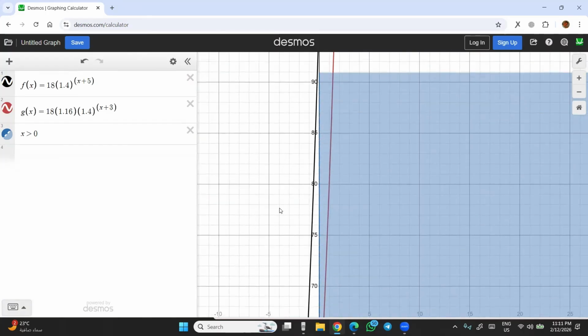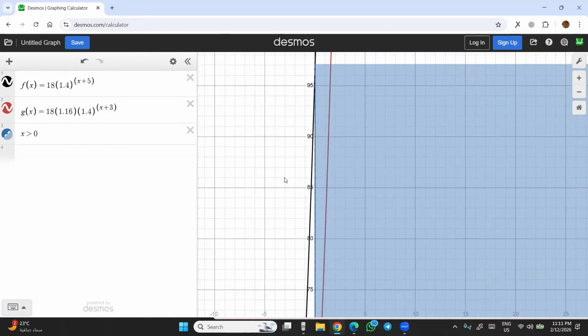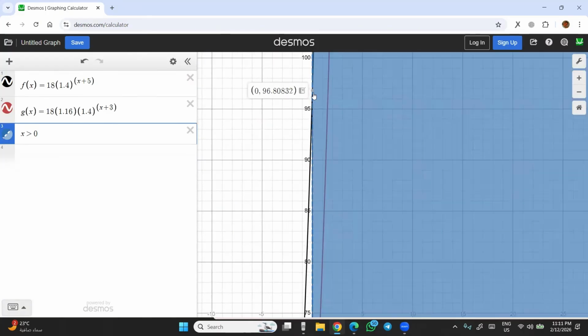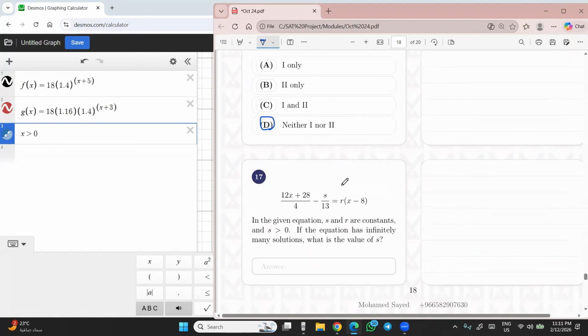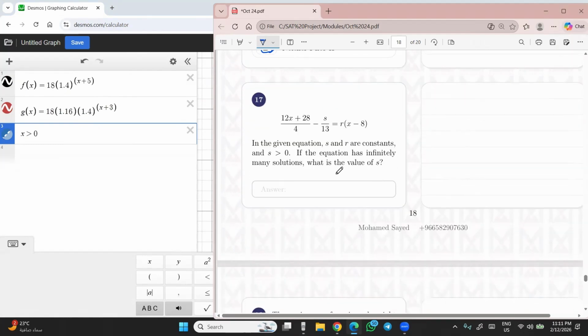Let's go to function f, which is the black one here, and see the point. If you just move the mouse, you find this number. This number is also not one of these: 18, 1.4, or 1.16. None of them is included here. And that's the best method to answer this question. So neither 1 nor 2. That's how to answer the question in a simple and easy method.